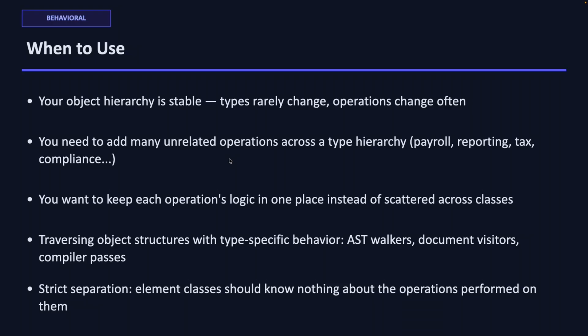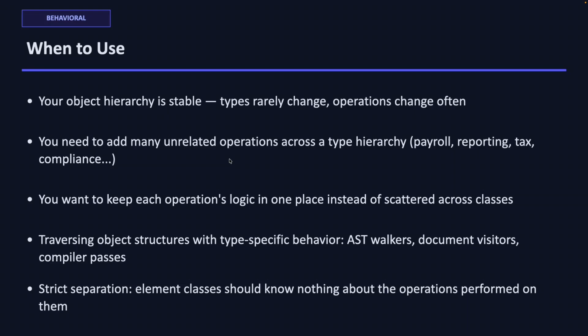Here, we want to think about when we want to use this pattern. An important part of this pattern is understanding that your type hierarchy is stable. The types won't change. What we want to do is keep adding operations frequently, though. The best example is what we just demonstrated, this HR reporting system. The employee types are stable. We have managers, we have engineers, we have contractors, and we're always adding more operations like calculating payroll, calculating tax, calculating compliance. Here we can just add separate visitors to keep adding on these operations.